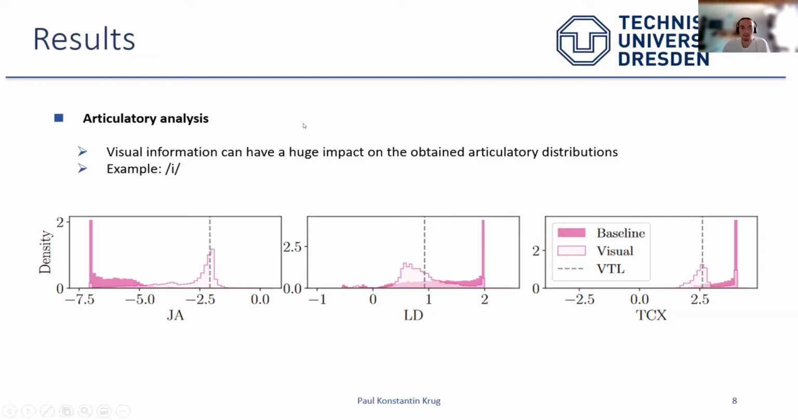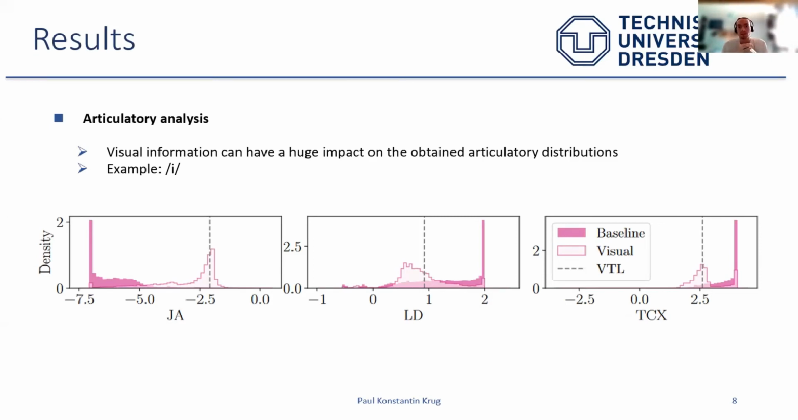For example, these are three articulatory dimensions of the vowel E. And you can see in the baseline configuration, for example, we have an unnatural shape of the jaw angle distribution, because that peaks at very low values, which means fully open jaw. While it is possible to create an E that is that open, you can try it out. It will feel very uncomfortable and very inconvenient, probably because it costs a lot of effort to do that.